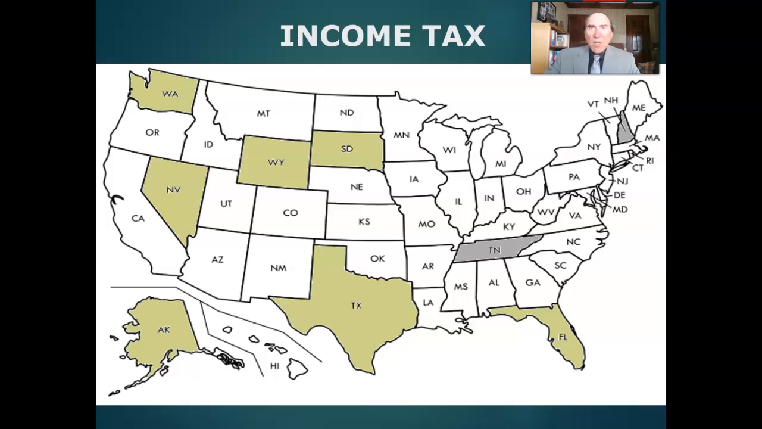41 of the states and the District of Columbia levy broad-based individual state income tax. New Hampshire and Tennessee tax dividends and interest only as income, although Tennessee has phased out this tax beginning in 2021. Alaska, Florida, Nevada, South Dakota, Texas, Washington, and Wyoming do not have a state individual income tax.